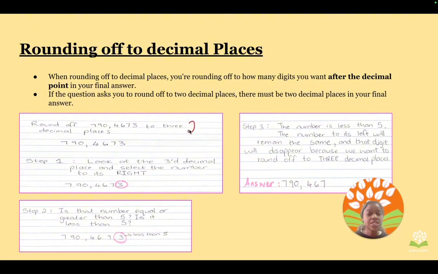Even if it was 2 decimal places, you would go ahead and look at your 2nd decimal place and look to its right. If that number is 5 or more, say a 6, the number in your 2nd decimal place would increase by 1, and then everything else will fall away because you're only looking for 2 decimal places.